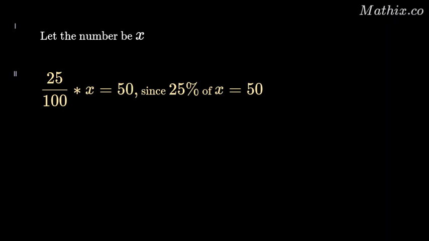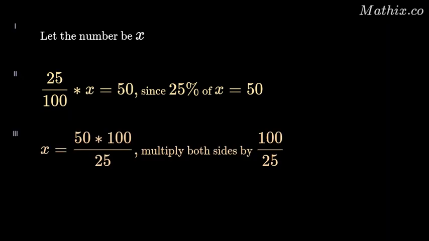We start by defining the unknown number as x to solve for it. We use the fact that 25% of x equals 50, so 25 over 100 times x equals 50. To isolate x, we multiply both sides by 100 divided by 25, which is the inverse operation.